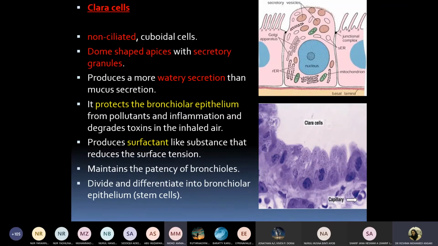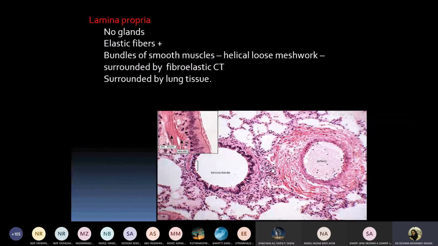So what will be in the lamina propria? No glands. The moment you go inside a bronchiole in a lung, you will not have any glands. You will have only elastic fibers and a lot of smooth muscle fibers. This is where bronchospasm also affects. When a patient comes in with asthma, you know, okay, this patient has bronchospasm. Where is the spasm? In the bronchioles and in the bronchus.